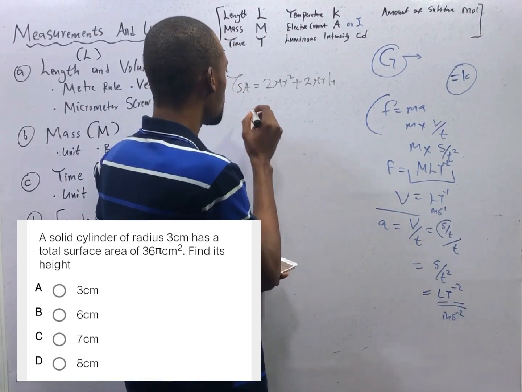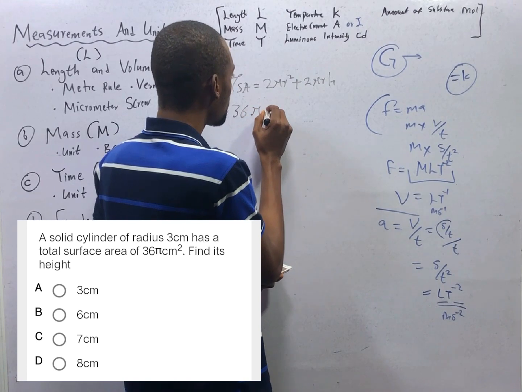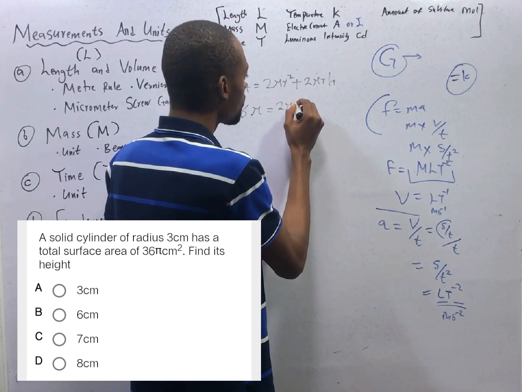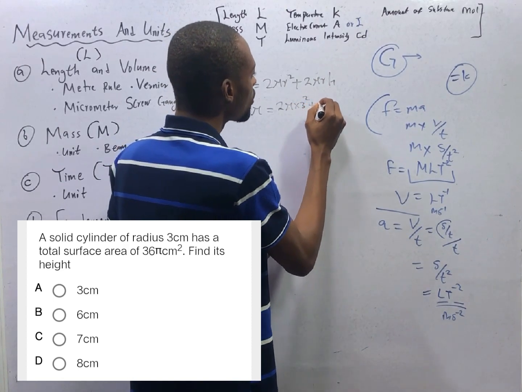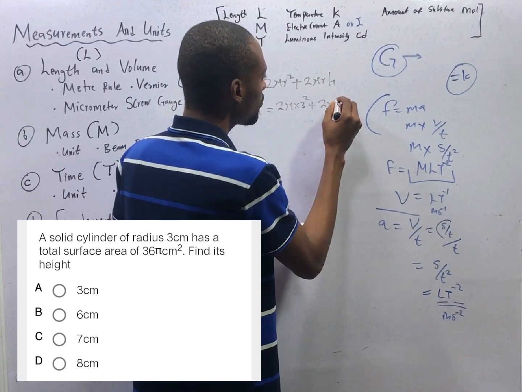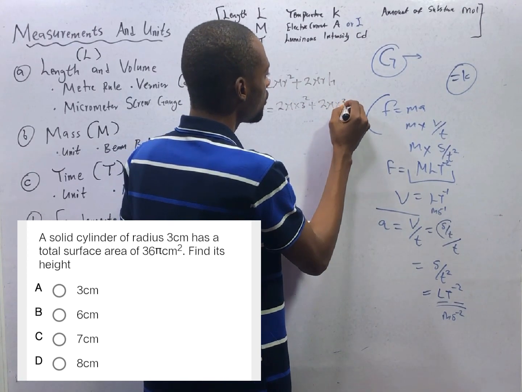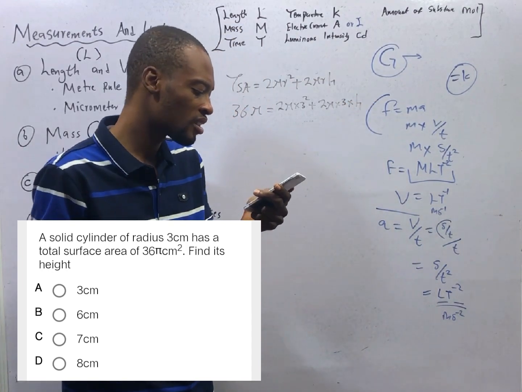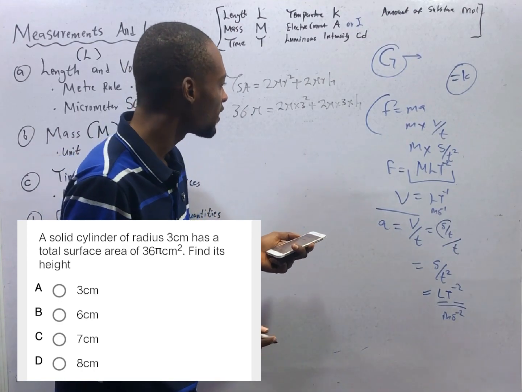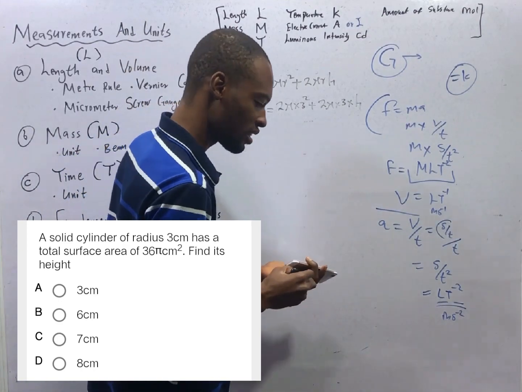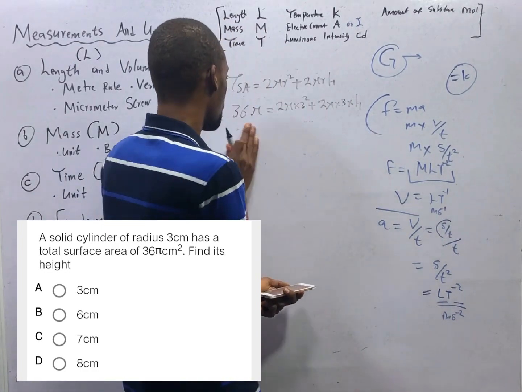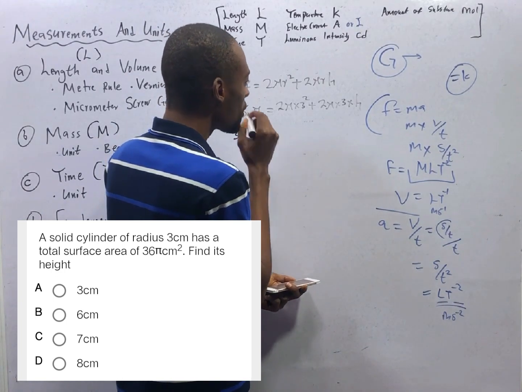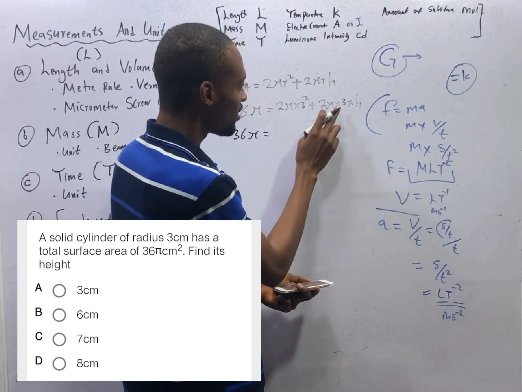So 36 pi is equal to 2 pi times the radius 3 squared, plus 2 pi times 3 times h. So that is basically substituting. If we decide to factorize out pi, we have 36 pi is equal to, there is pi here, there is pi here.